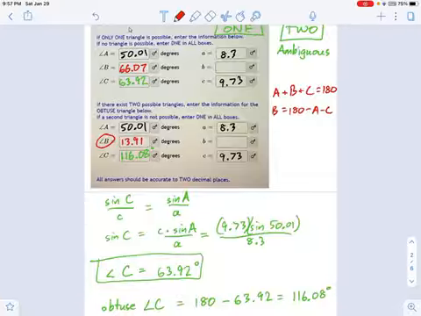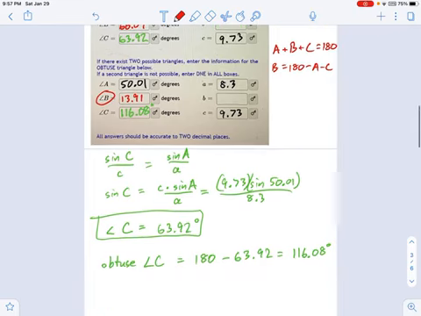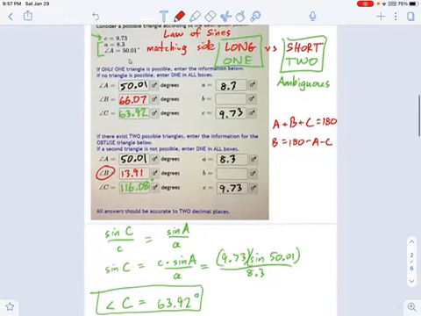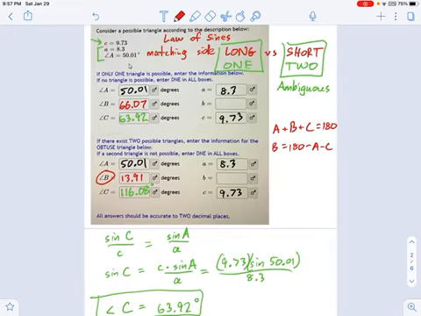And now you go find side B using the law of sines again. Okay, so I'm going to stop here. This is getting long enough. There's nothing new going on here once you get past this step. This is the really important thing. That sets up your second triangle, but you solve it the same way using the law of sines.